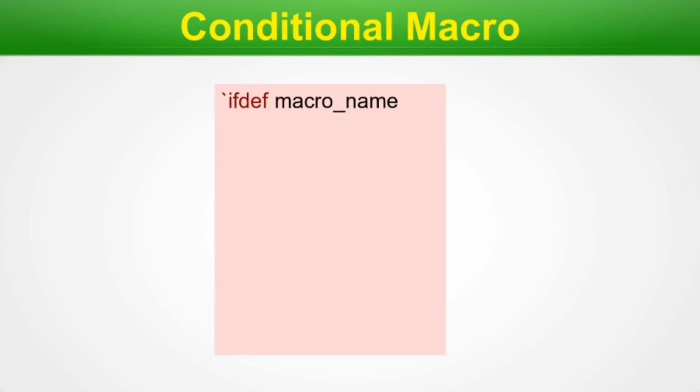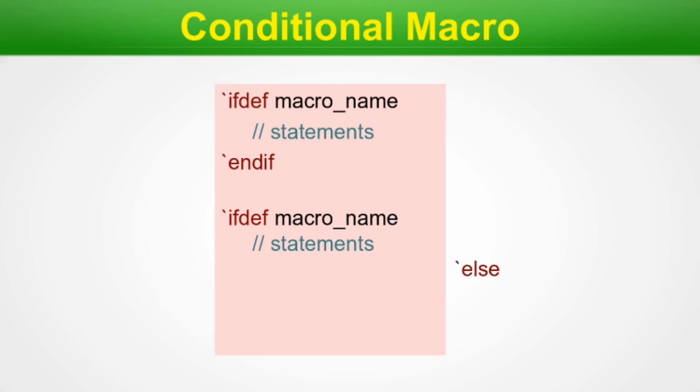Now conditional macros. Let's see some examples. It's an ifdef: we give a macro name, then the statements follow, and then we end it with endif. So this is a simple if condition in the preprocessor directive. Now let's see the if-else combination. So ifdef the macro name, then the statements, then the else comes and the else statements come, and we close it with an endif.